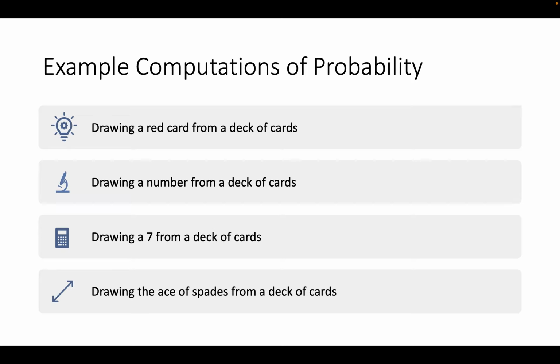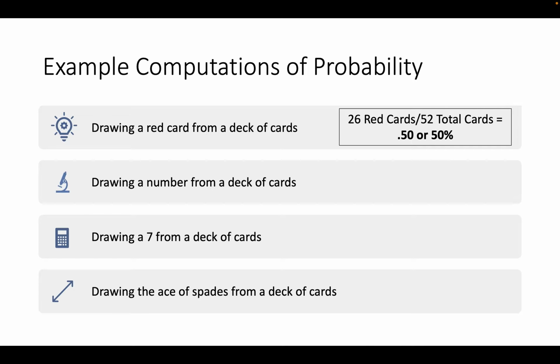So first we have drawing a red card from a deck of cards. Well, there are 52 cards in a deck of cards, and 26 of those are red, half of them. So if you divide 26 by 52, you'll get 0.5 or 50%. So you have a 50% chance of drawing a red card from a deck.